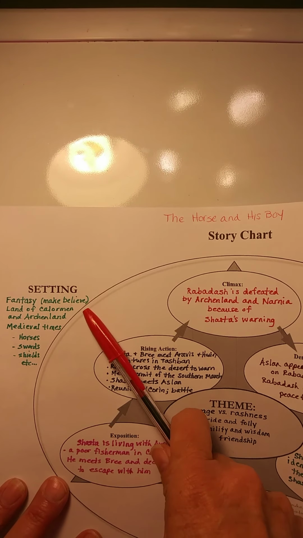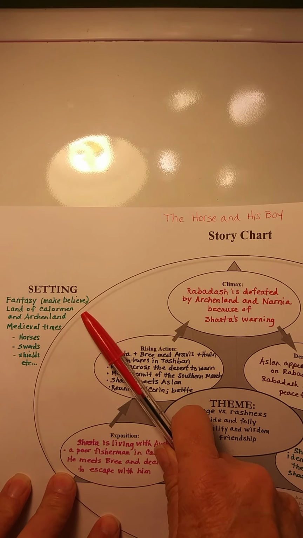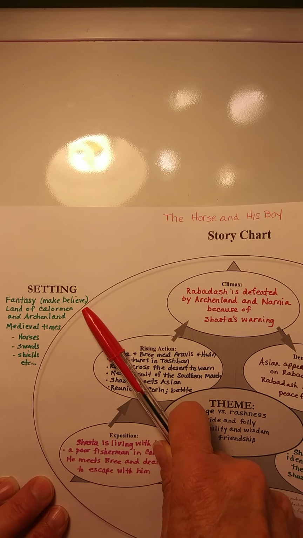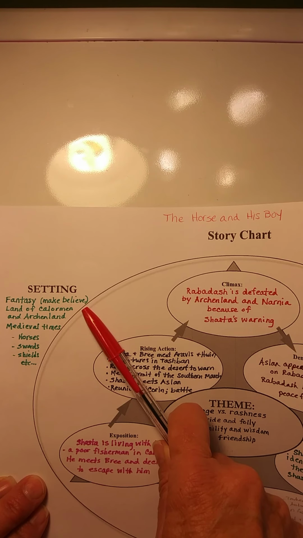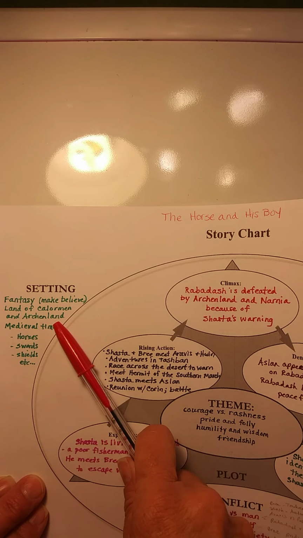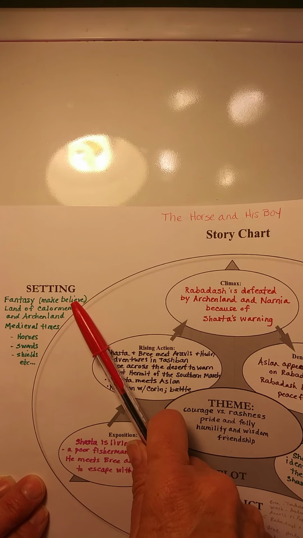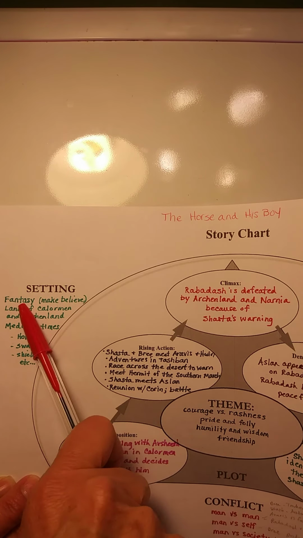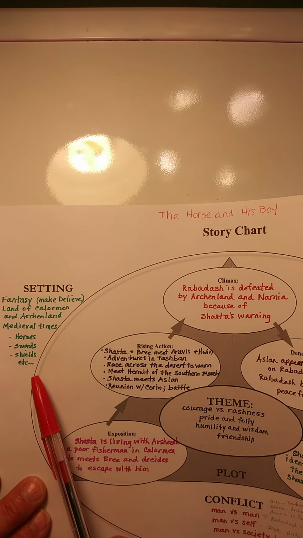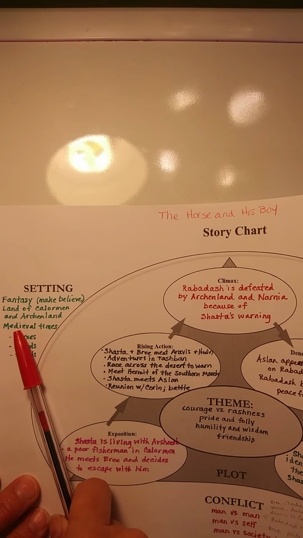Okay, so let's talk about the setting first. What is the setting of The Horse and His Boy? Okay, I've showed you the map several times. So you know that it's in the land of Calormen and Archenland. It's a make-believe land. It's not anywhere that's real because it is a fantasy story, right? We've talked about fantasy and how fantasy stories are normally set in make-believe places and times. Could be in the future, the past.